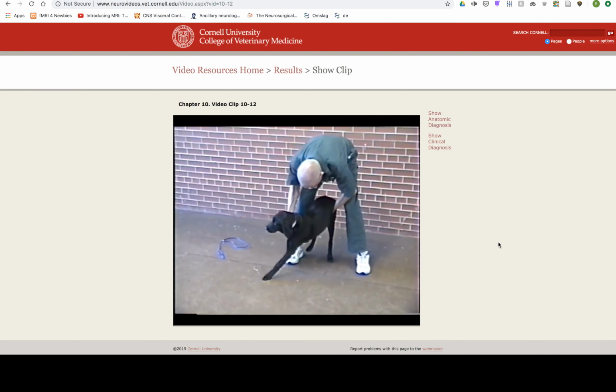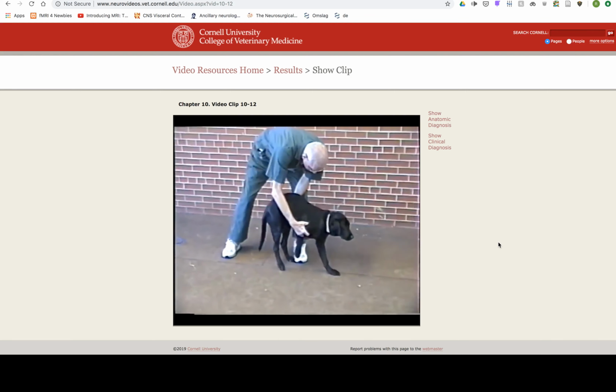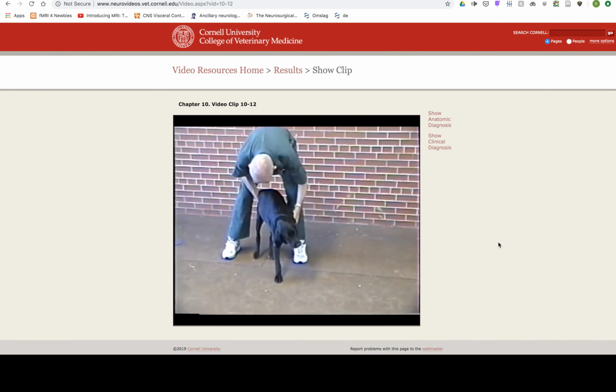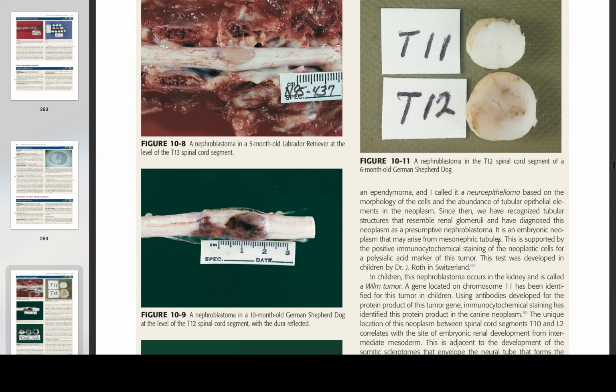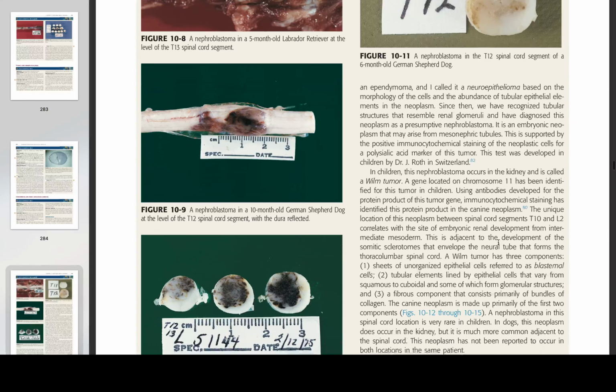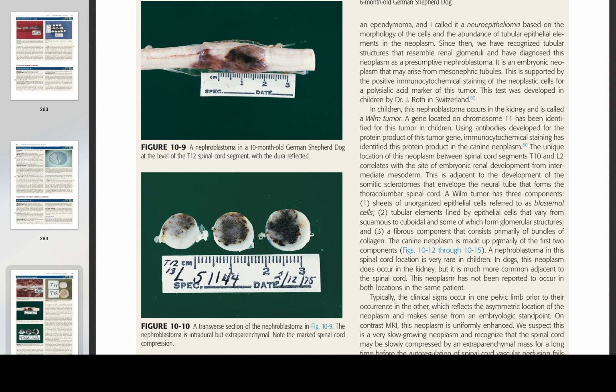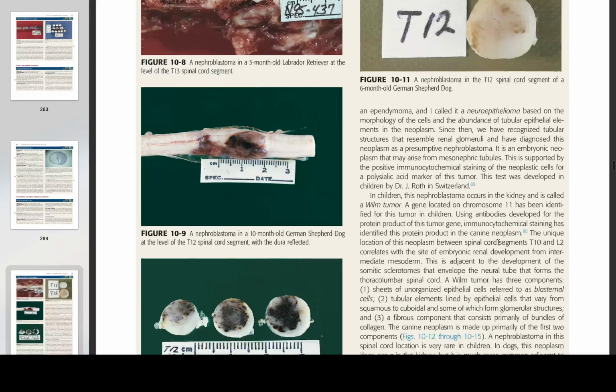Although we tend to relegate neoplasia to older dogs, many exceptions to this exist, and one of them occurs at this location in dogs. Nephroblastoma is a unique intradural, extraparenchymal neoplasm that occurs in young dogs, usually between spinal cord segments T10 and L2, figures 10-8 through 10-11. Most of our experience and reports in the literature involve dogs younger than 3.5 years of age, many of them only a few months old.